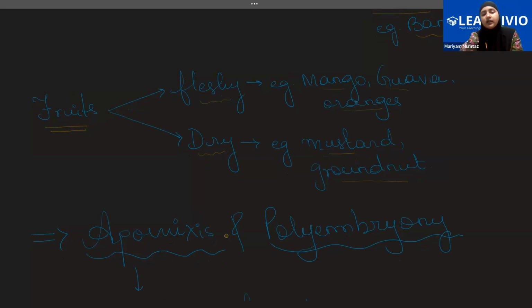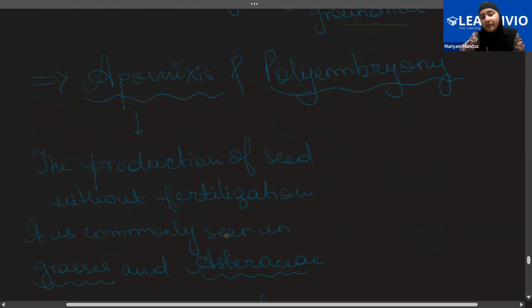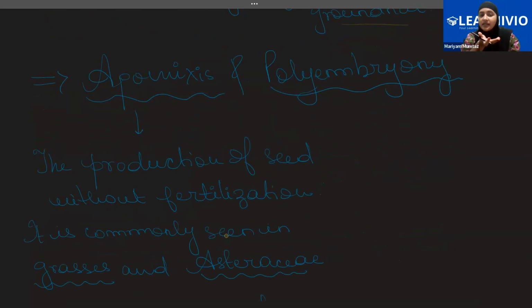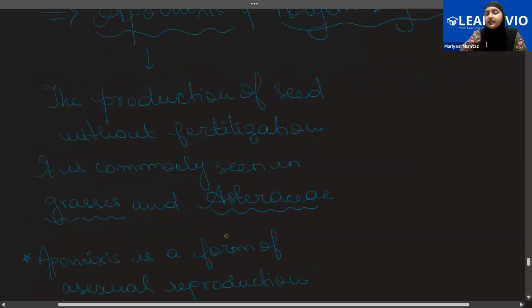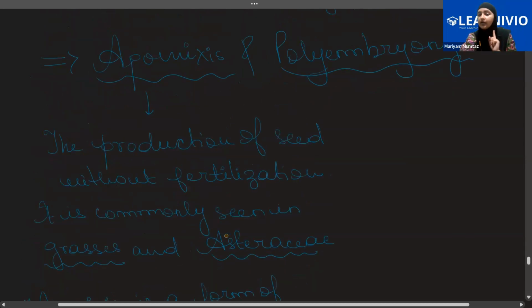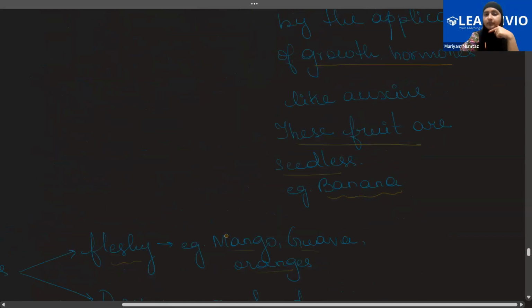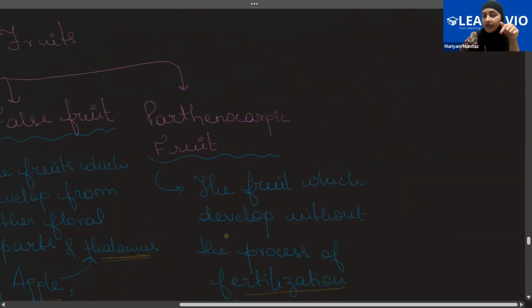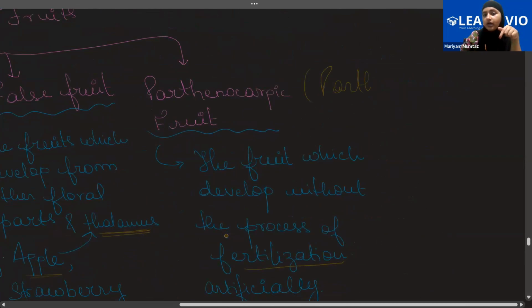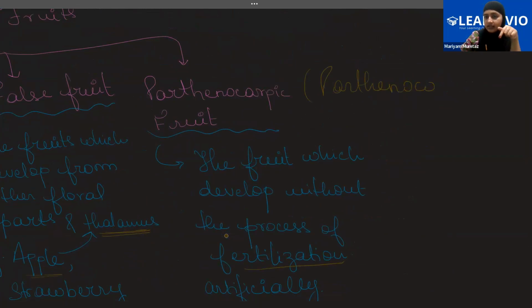Okay. Now coming to the last 2 topics. Finally, this chapter is going to end. The last topic is apomixis. See, I'm even pronouncing things wrong. Apomixis and polyembryony. Now, the production of fruit without fertilization was parthenocarpy. The production of parthenocarpic fruit is parthenocarpy. This is the process through which you can make seedless fruit.